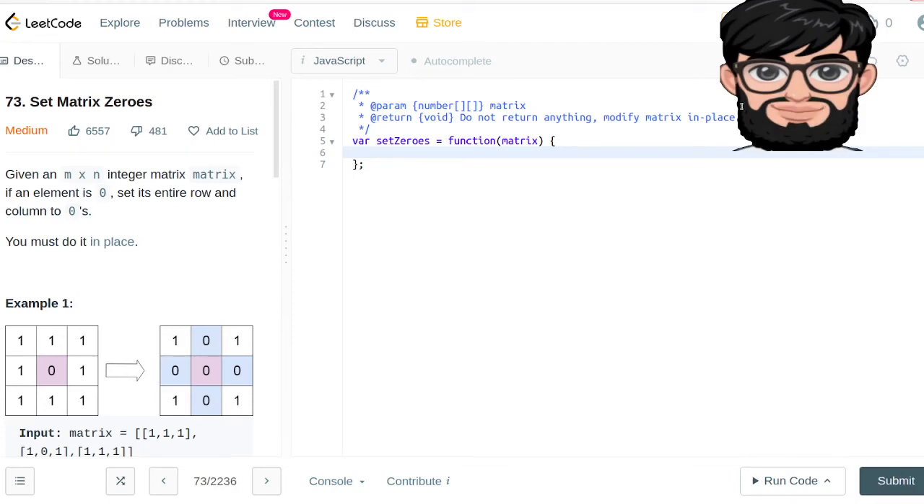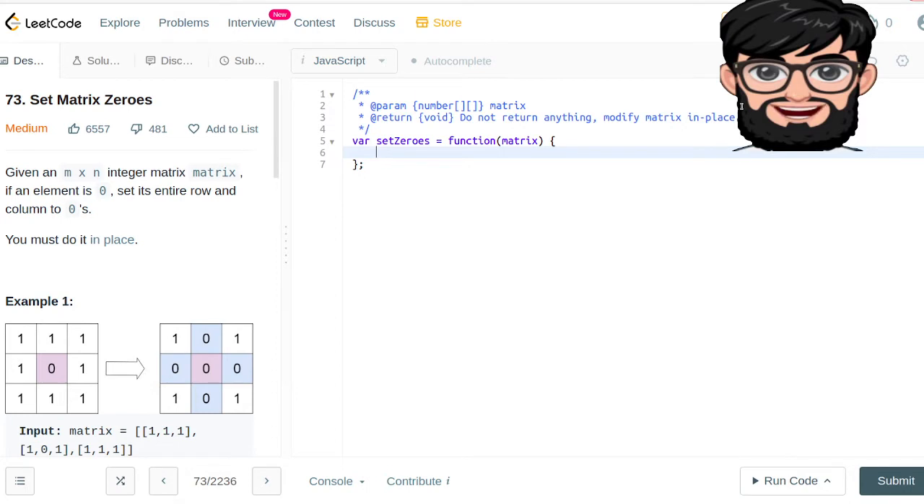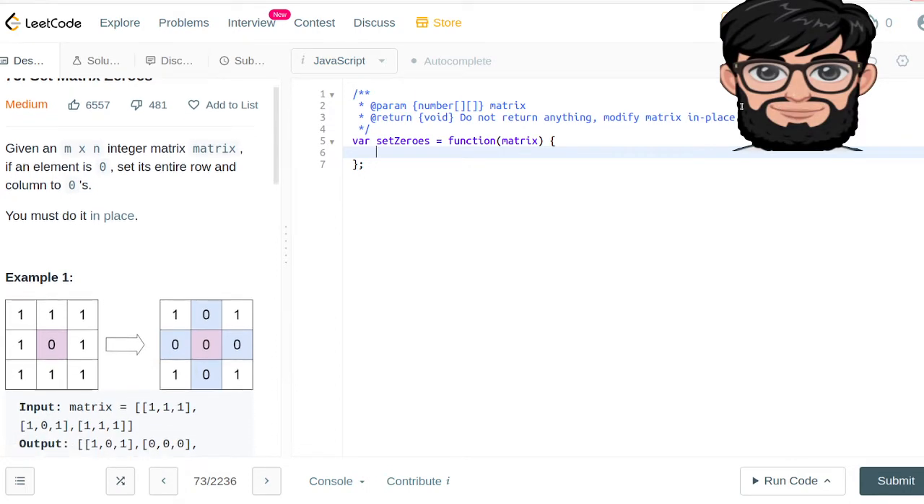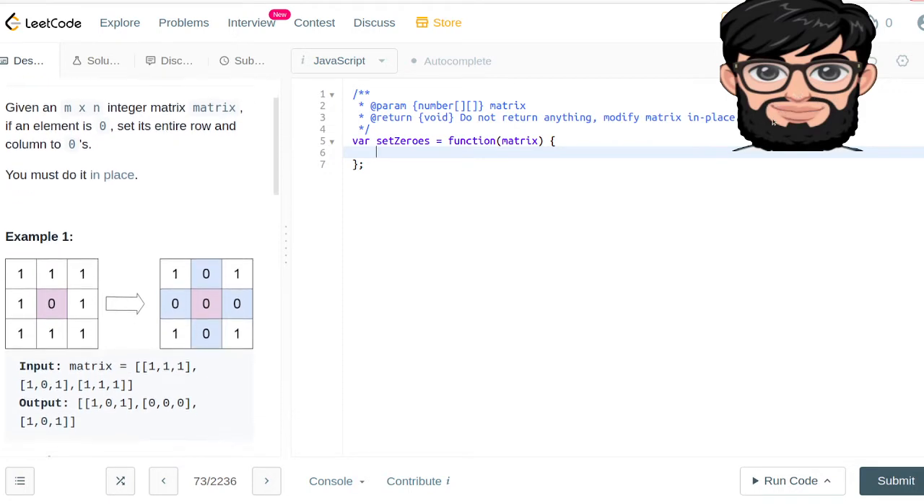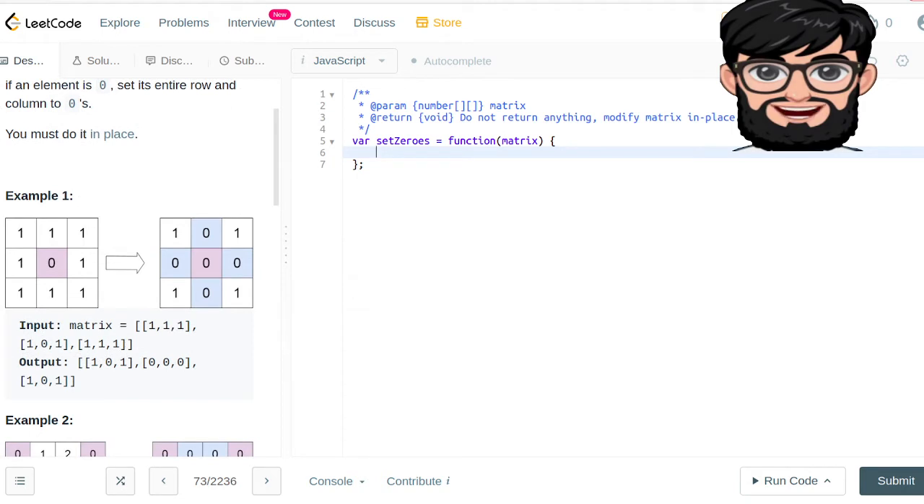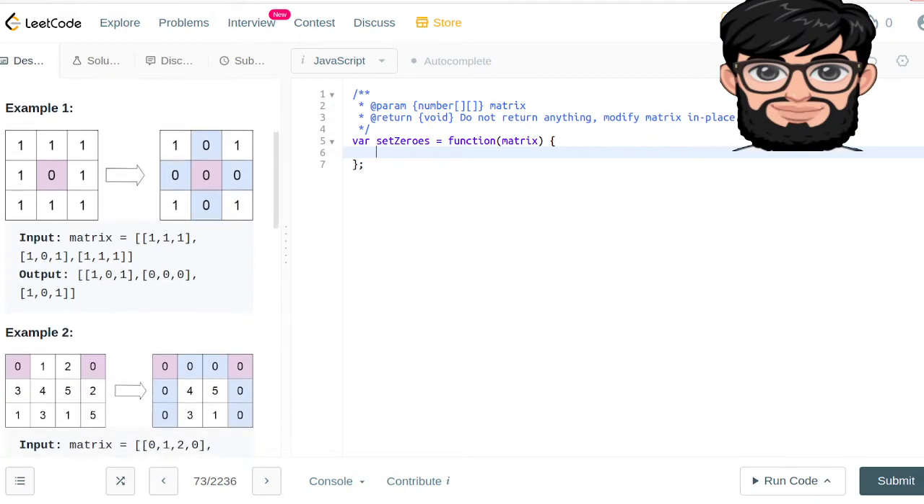Today we're gonna be working on Leetcode question number 73, Set Matrix Zeroes. We have been given an m cross n integer matrix. If an element is 0, set its entire row and column to zeros. You must do it in place. So basically, whenever we see a 0, that row and its column, all of them we're gonna make equal to 0.